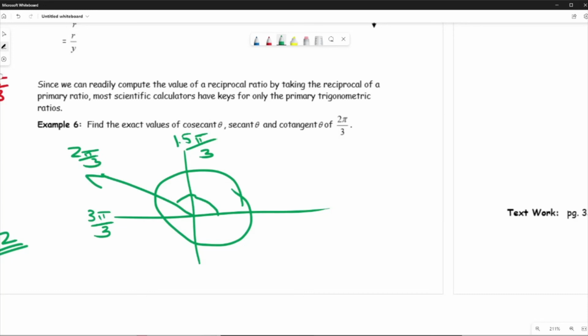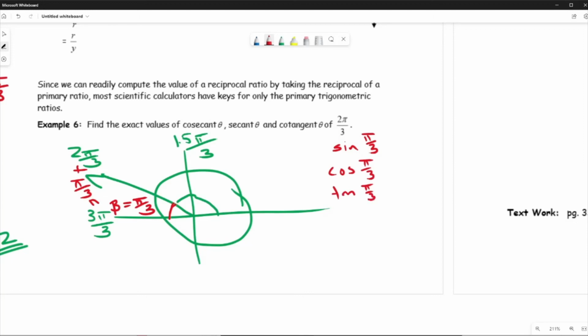And I notice that my beta, remember, beta is your relationship to the x-axis. Beta is once again pi over 3. It would be right here. Because obviously to get from 2 pi over 3, plus pi over 3 would get me all the way to 3 pi over 3.